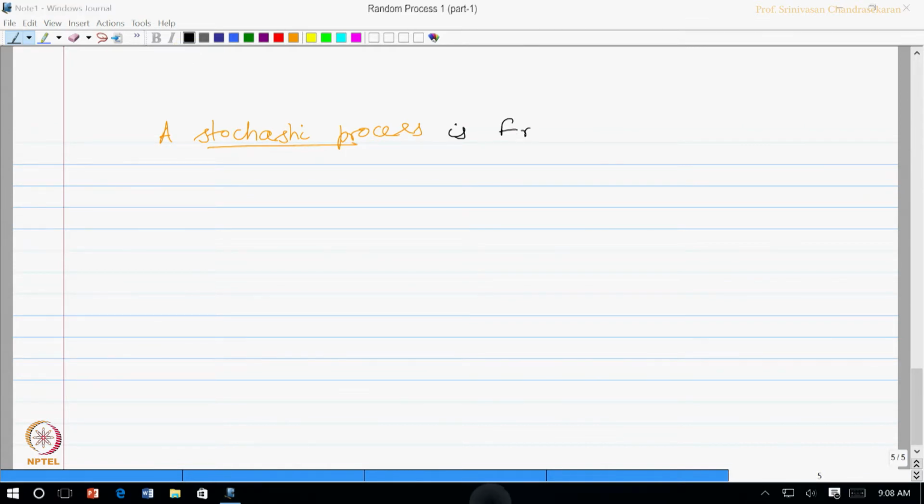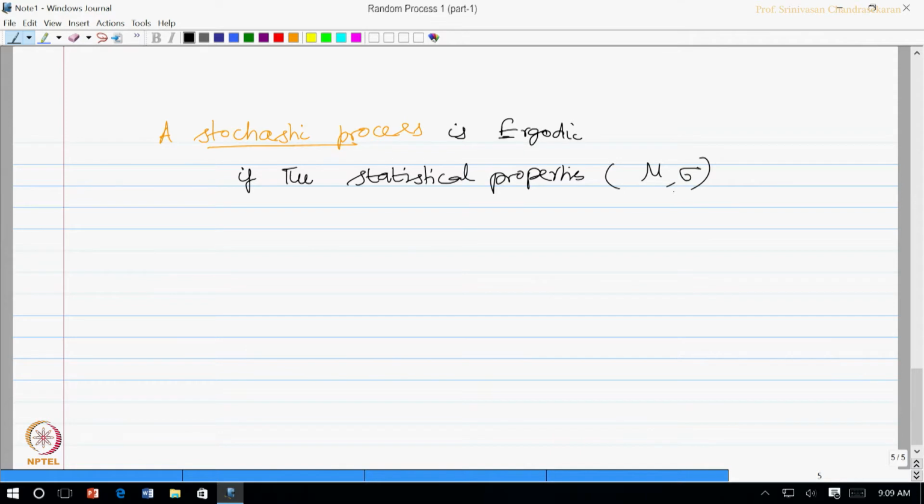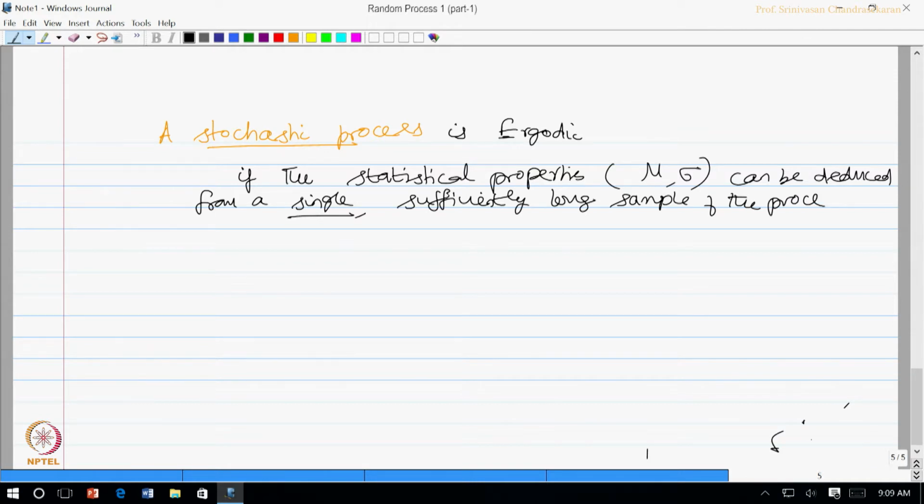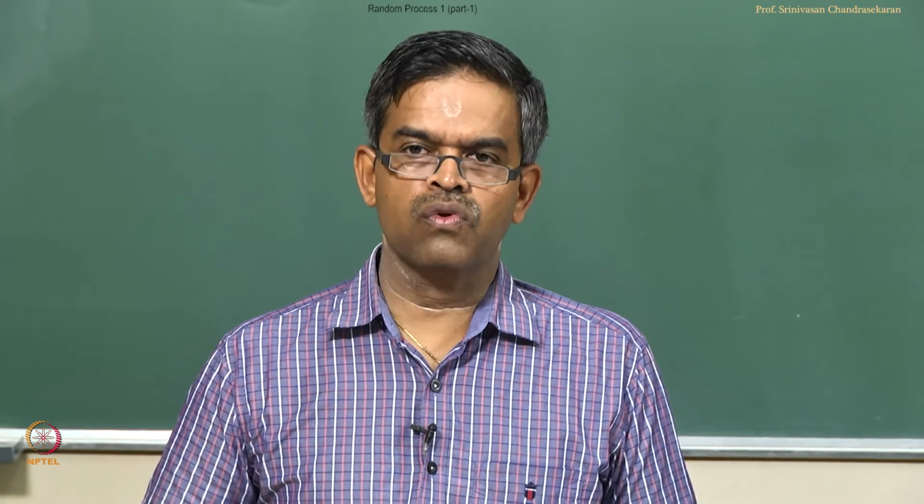A stochastic process is ergodic if the statistical properties like mean and standard deviation can be derived from a single sufficiently long sample of the process. So, that is very interesting. Ergodic property will simplify the randomness or random nature in the input loading, which is useful for the analysis.